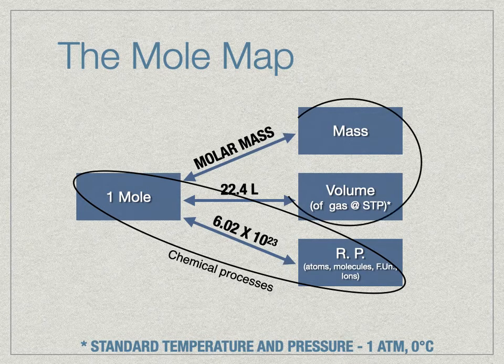And so when we are doing lab work, laboratory measurements primarily happen here at the mass or the volume level. And so if we can make those measurements in the lab, we can then convert those measurements into either moles or particles. Then we can figure out what's going on in any particular chemical process. All right, so let's go through each of these one at a time.